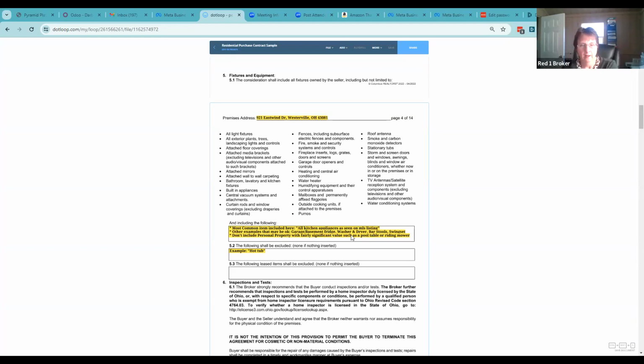And then if you get an offer and they write in something that your seller doesn't want to leave, like the garage or basement fridge or the washer and dryer, then obviously you would use a counter offer in order to negate that one item or any other items that you need to.